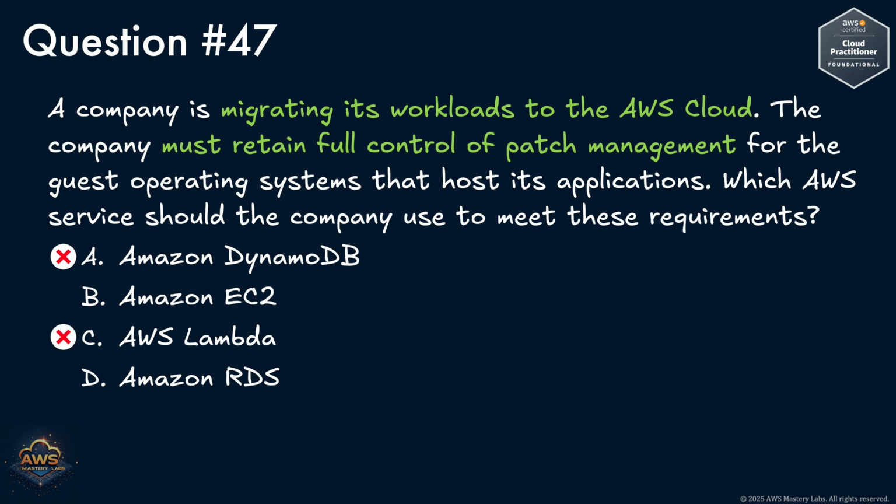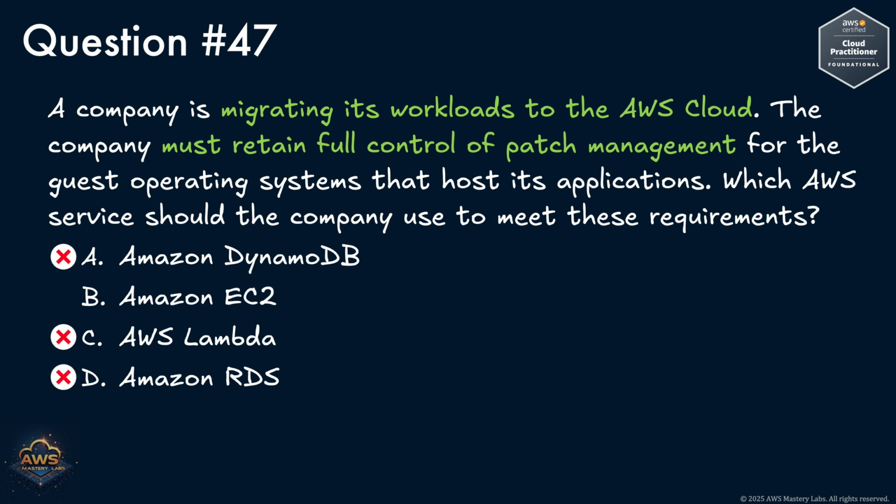Option C, AWS Lambda. AWS Lambda is a serverless compute service where customers upload code, and AWS manages all underlying resources, including the OS, runtime, and patching. Users cannot access or patch the operating system. Incorrect because Lambda abstracts away infrastructure and OS responsibilities from the customer.